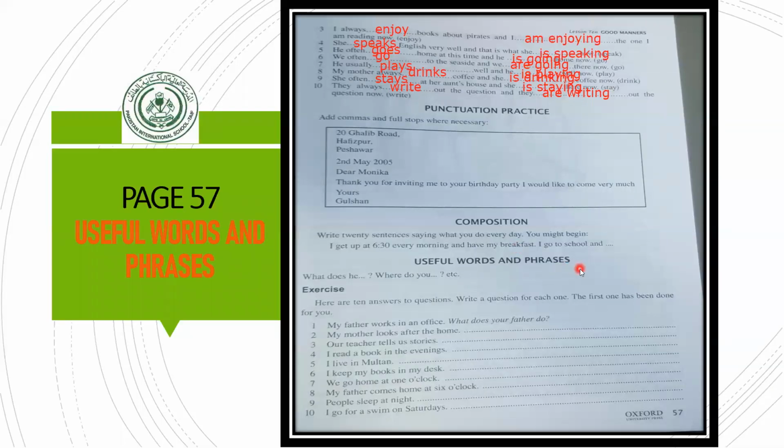useful words and phrases. Okay, so what we have to do, dear students, here in useful words and phrases, look over there, dear students, a composition is given. Write 20 sentences saying what you do every day. You might begin, I get up at 6:30 every morning and have my breakfast and I go to school. Now here, dear students, how many sentences you have to write? 20 sentences. I'm going to underline how many sentences you have to write.